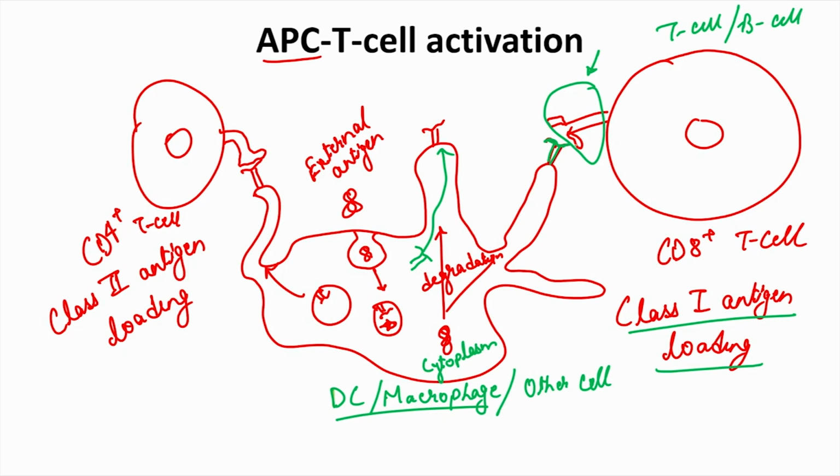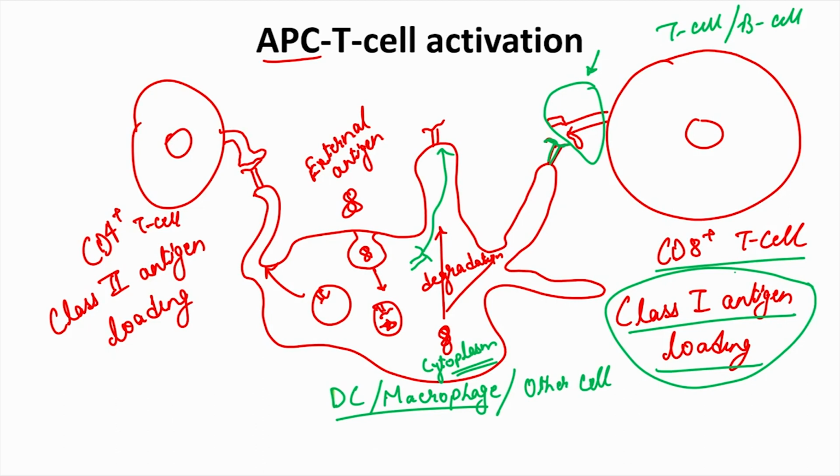So, once it recognizes it, this gets activated. Of course, there are some other signals that these APCs need to give to these leukocytes, and we will talk about that in the next slide. But anything that is happening from the cytoplasm or from inside of the cell is labeled as class 1 antigen loading, and the typical cell that gets activated through this route is the CD8 positive T cell, which we said is responsible for the killing of the cell.